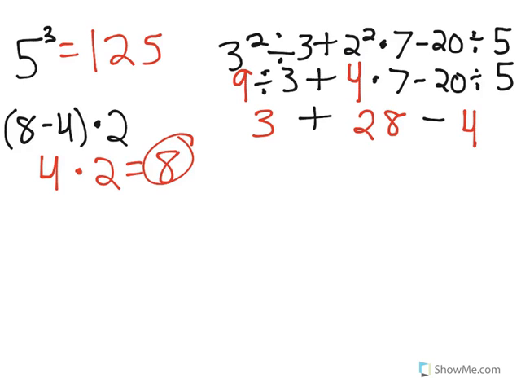So at this point, we're now at the end of the order of operations, the addition and subtraction portion. Just do these left to right. And some of you may figure out sometimes you can do them in slightly different orders, but essentially just make sure it equals the same thing. So 3 plus 28 is 31. 31 minus 4 is 27. So that means when we evaluate that expression, we get 27.